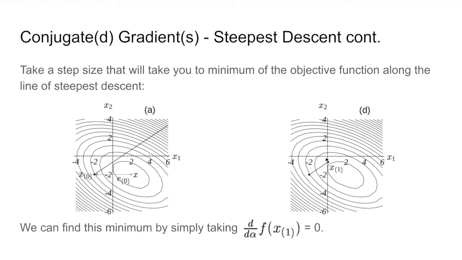We take a step size that will take you to the minimum of the objective function along this line, like I said before, denoted by x1 on the right here. We can find this minimum by simply taking the derivative of the objective function with respect to alpha and setting it to 0. This seems great, but we do have issues with this algorithm.